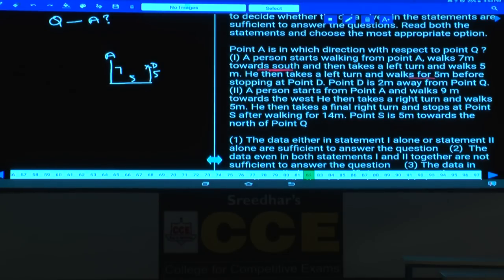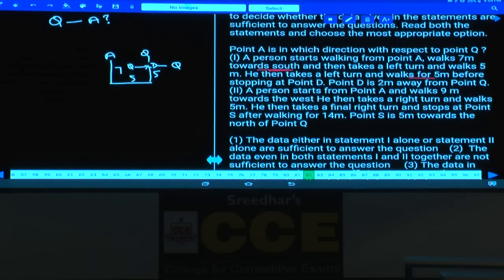Now this D is 2 meters away from Q. Whether this D is to the south of Q or west of Q, east of Q, north of Q is not given. Hence Q can be either at this place or at this place or at this place. Hence we cannot determine the direction of A with respect to Q, isn't it? Hence 1 alone is not sufficient. Then what about 2 alone here?